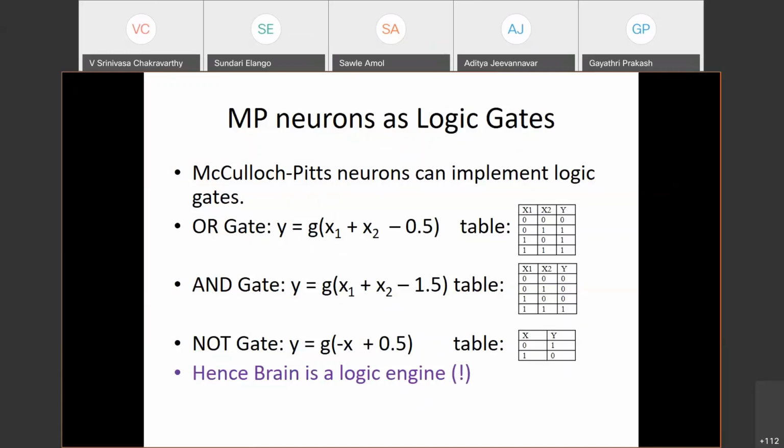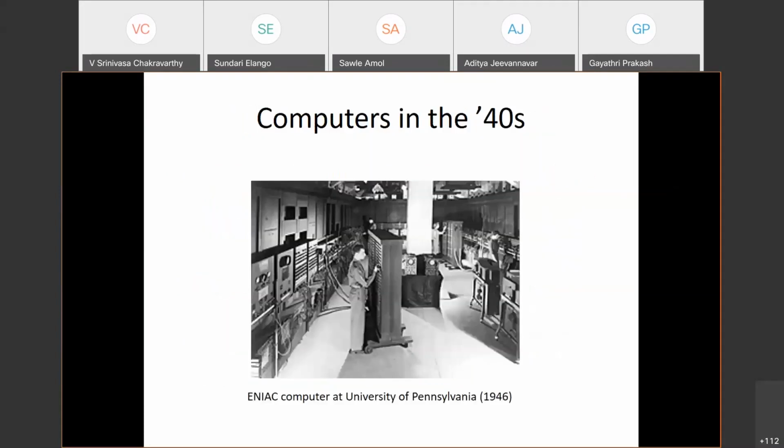Now, since the brain is a network of neurons, you can implement Boolean circuits using neurons, which means that the conclusion is that the brain is a logic unit. This was what they concluded, and it was a very influential line of thought, which has stayed with people for more than 20 years.